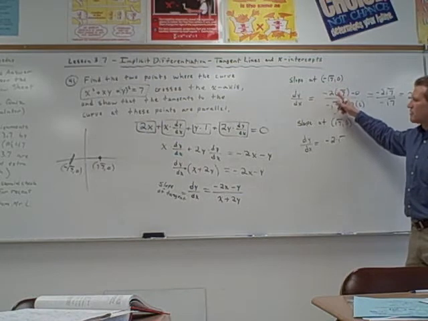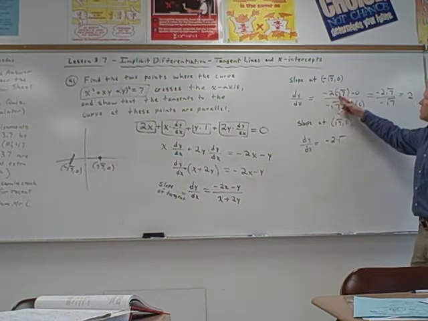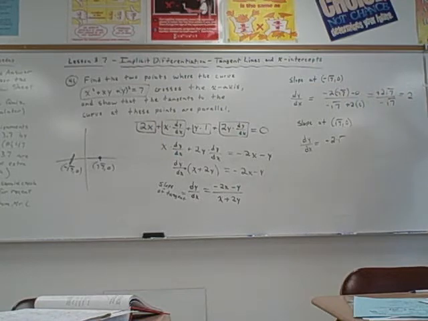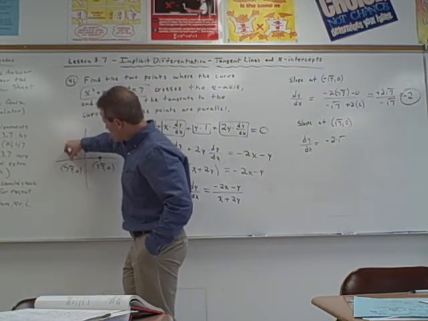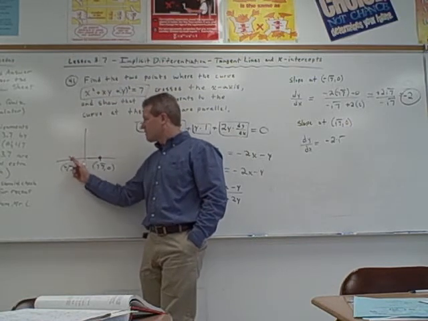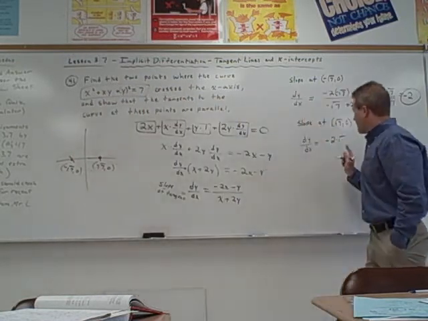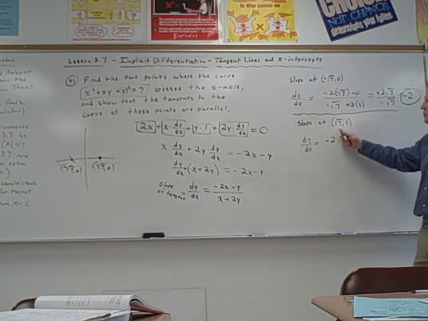When I plug in, this should be a negative right here. So a negative times a negative would be a positive. So this should actually be negative 2. 2 divided by negative 1 would be negative 2. So actually, let me correct myself. My slope right here at this point, negative square root of 7, 0, should be a slope of negative 2. Okay, corrected.